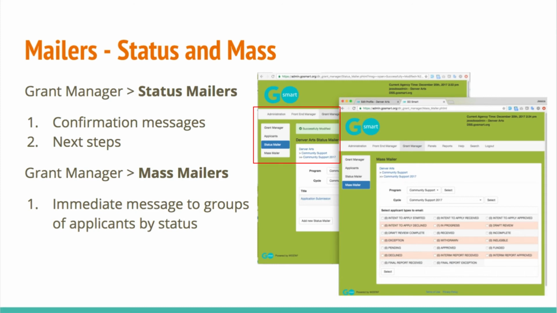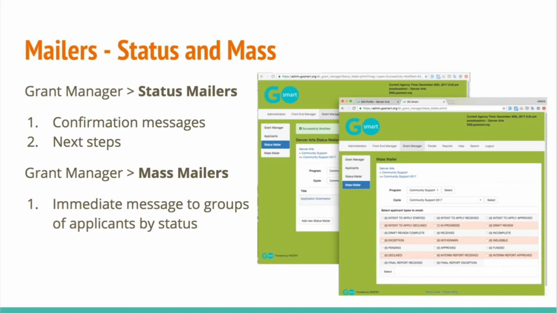So from the Grant Manager tab, you'll see the status mailer will allow you to create a message that you can save for any further use, and depending on the status that you select for it, a confirmation message will go out immediately when that status is met. So we see frequently people will create one for the received status, because as soon as somebody submits the application, the system automatically puts them in received, and then if you've created a status mailer, it knows to send that message that is coordinated to the received status.